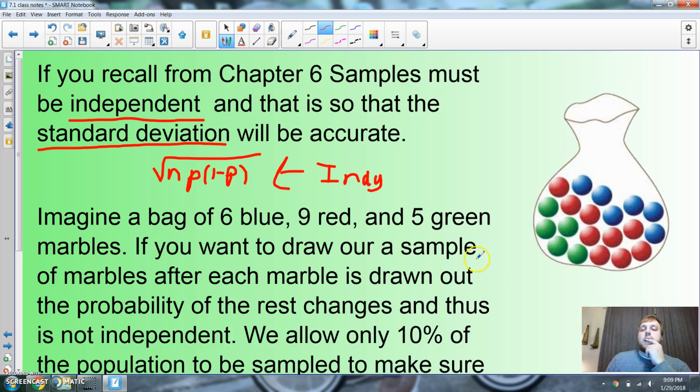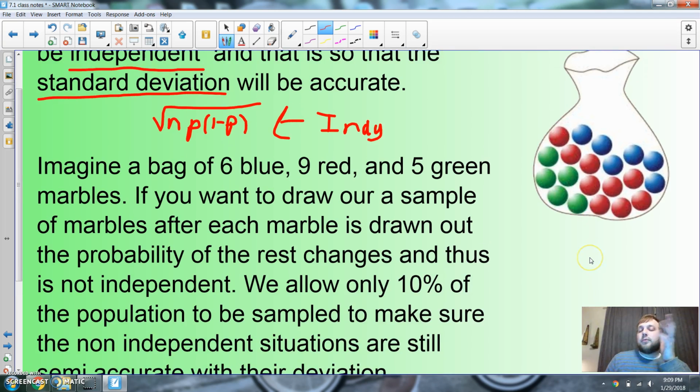Here's the issue. What if I'm collecting samples from a population? I'm going to give you a little illustration. What if I'm collecting samples from a bag? I don't want to pull them all out, but I'm going to collect a sample. Imagine a bag of 6 blue, 9 red, and 5 green marbles. Let's say I pull a red one out. What's the chance of getting a blue? It's 6 out of 20.